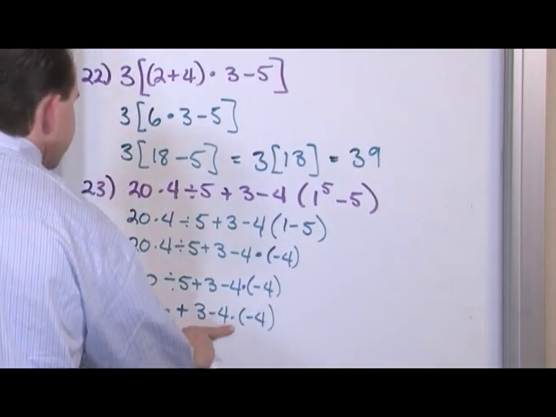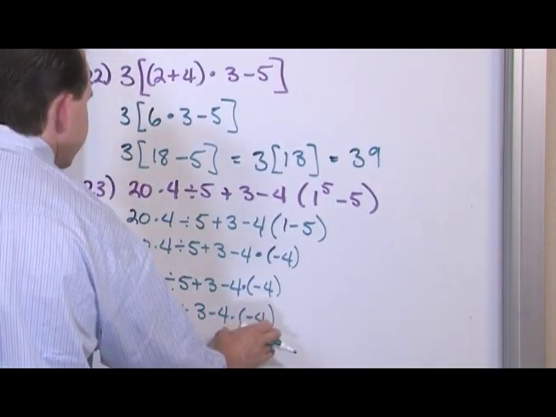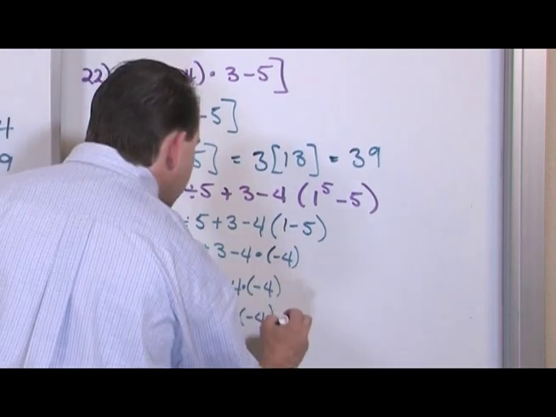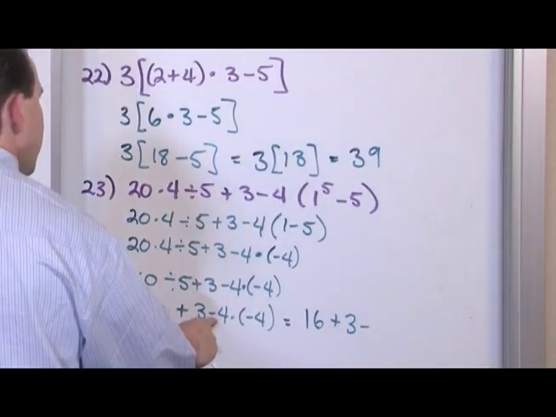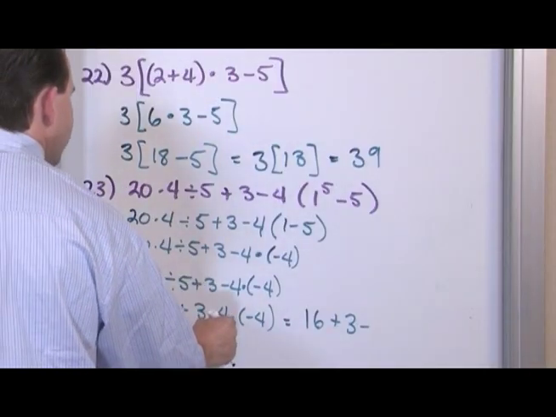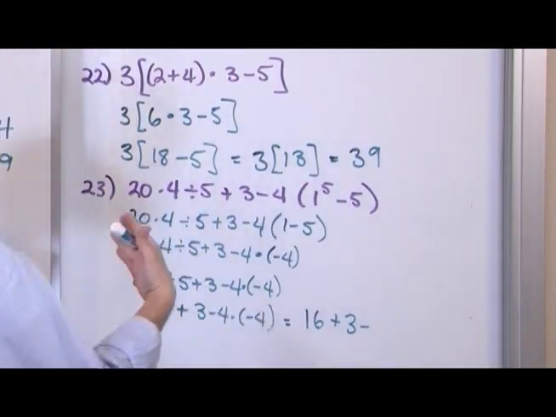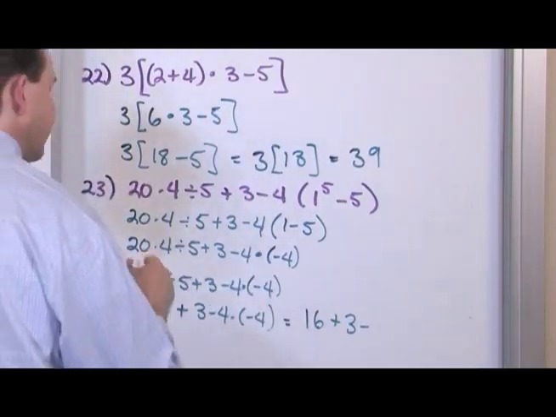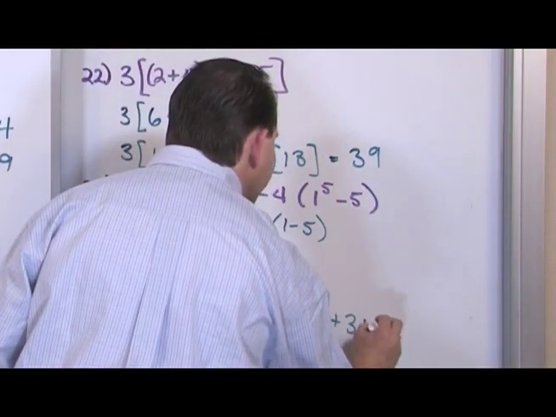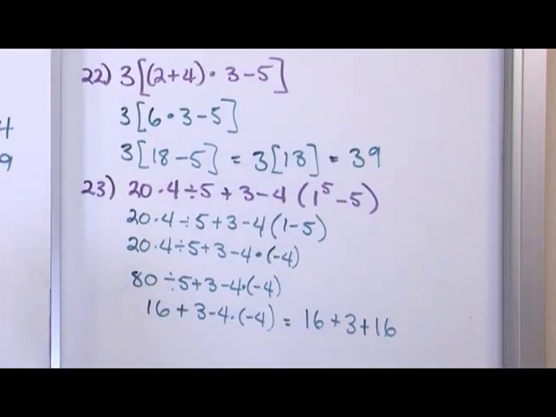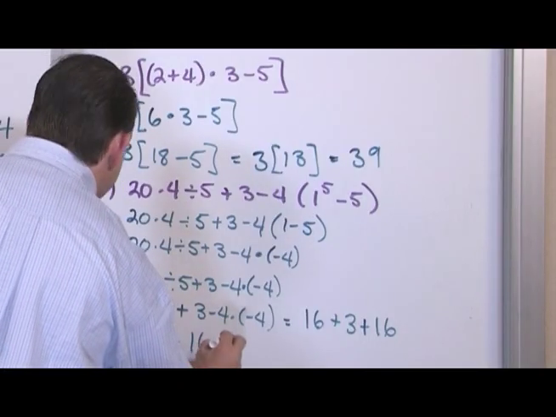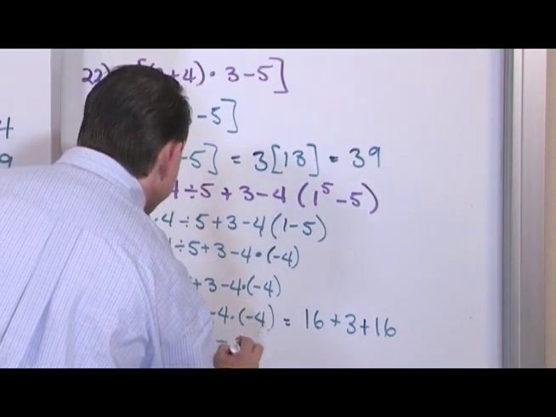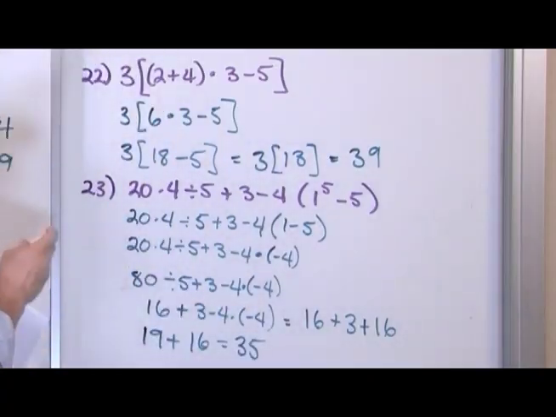Now here I've got a bunch of addition, subtraction. I can wait on that. I have to do this multiplication first. So what I'm going to have is 16 plus 3 minus, and what we have here is, when you think about it, negative 4 times negative 4. That's a positive number. Negative times negative is positive, and it's positive 16. So I'll make this a positive 16. You got to watch your signs. Now I have a bunch of addition. 16 plus 3 is 19 plus 16, and 19 plus 16 is 35. And that is the answer, 35.